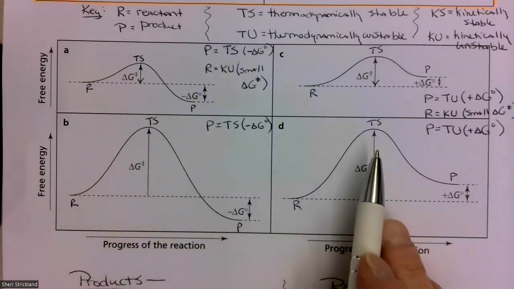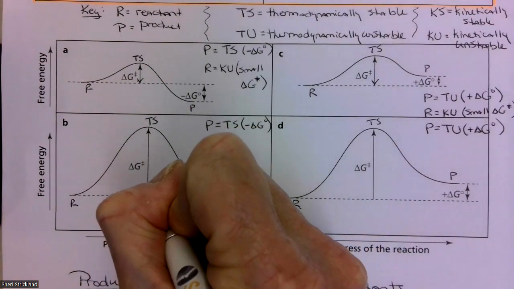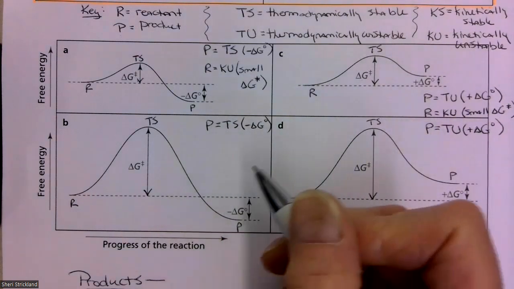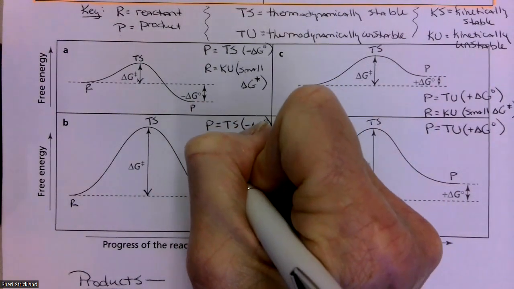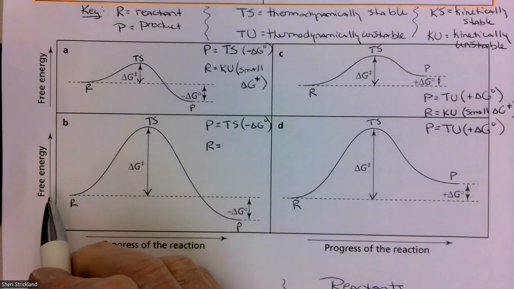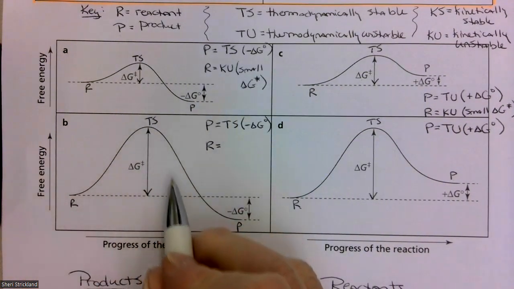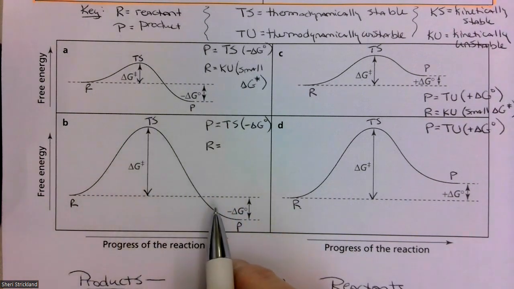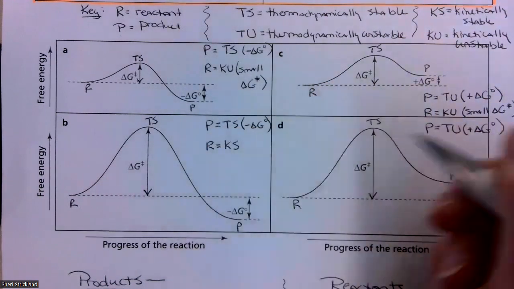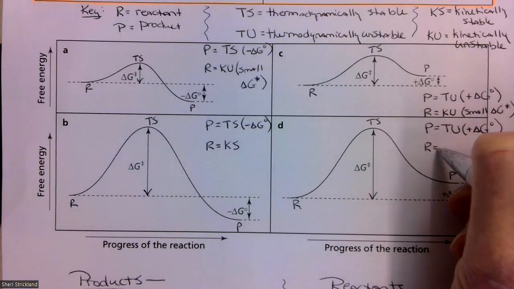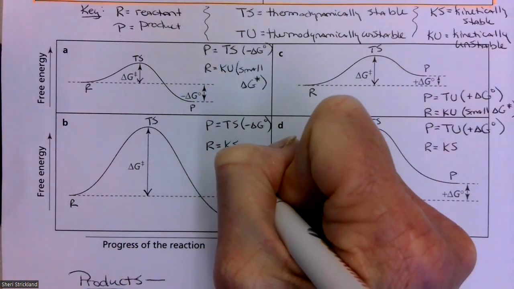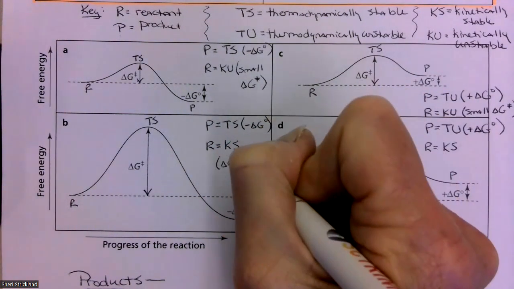When you've got a larger value, like you do in B and D, then the reactants are kinetically stable. And that's because you have to get so much energy together that it's less likely that this would form. And if it does form, it's much slower. So the reactants are kinetically stable in both of these cases because the free energy of activation is large.